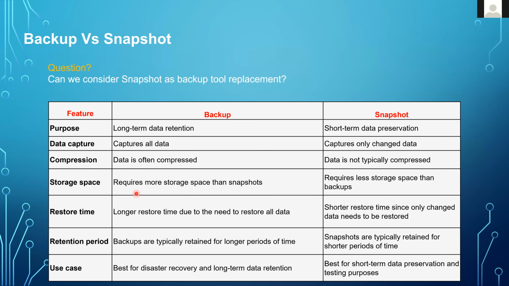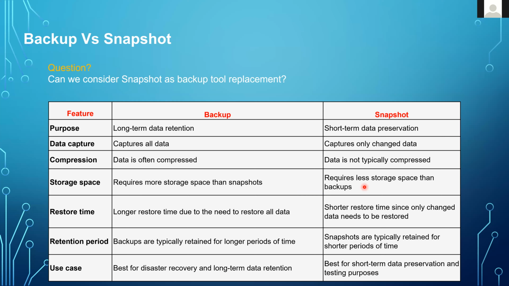And in backup, for storage space, we require more storage space than snapshot, because we are copying all the data to the storage medium. So we need more space. We must have some space available for retention as well. So we have to calculate the retention period and the backup size, and according to that, the storage medium will be sized and used with the backup software.